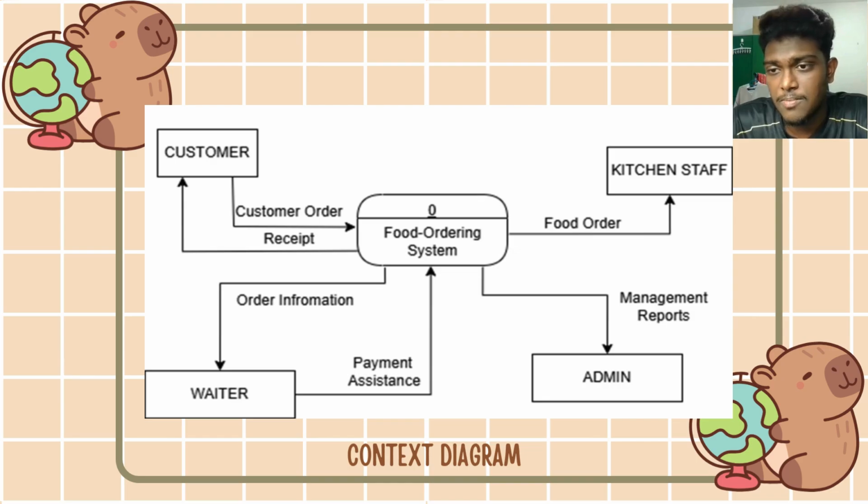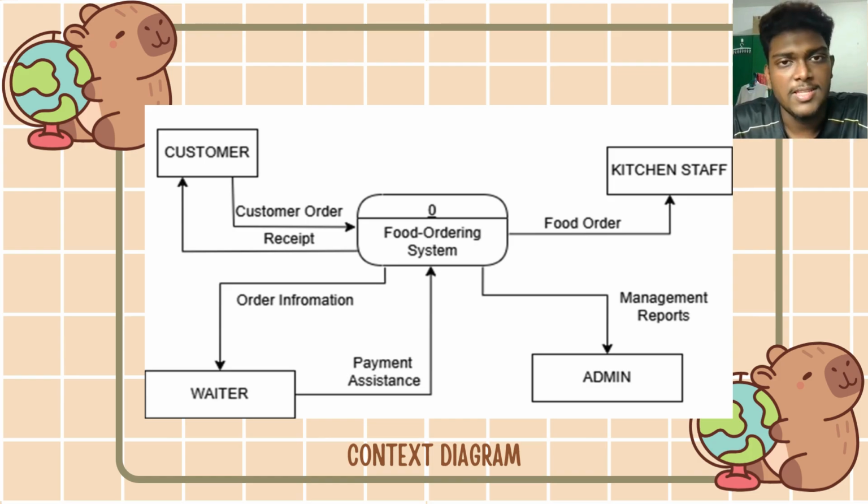customer order, the main input to the system to initiate food preparation and also payment. The next one is the receipt, an output that is confirming successful order and payment for every order that the customer has made. And the next part is order information, also payment assistance, which explains the flow between the system and the waiter to ensure order delivery and also help with non-digital payments. And there are many more.